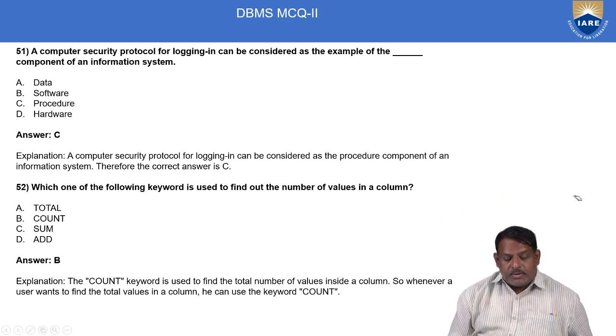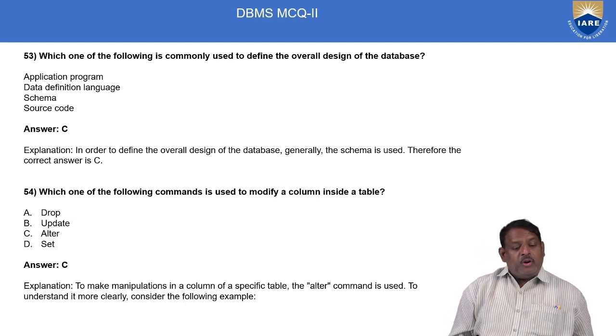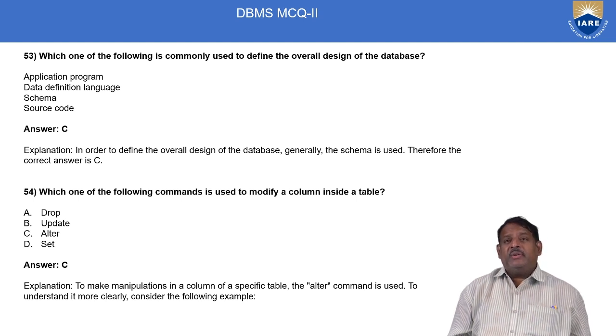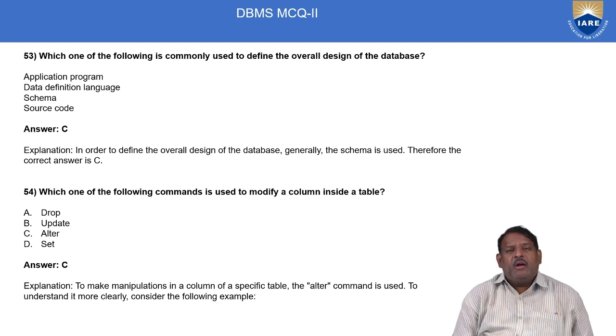Now last two questions. Which one of the following is commonly used to define the overall design of the database? Is it application program, data definition language, schema, or source code? So the right answer is C. Schema is nothing but the overall design of the database.